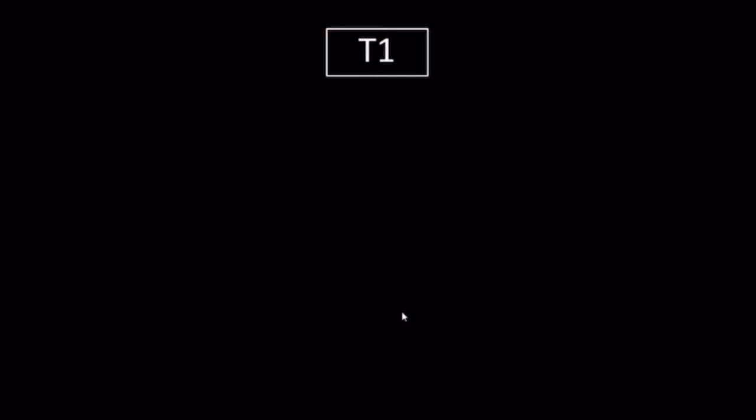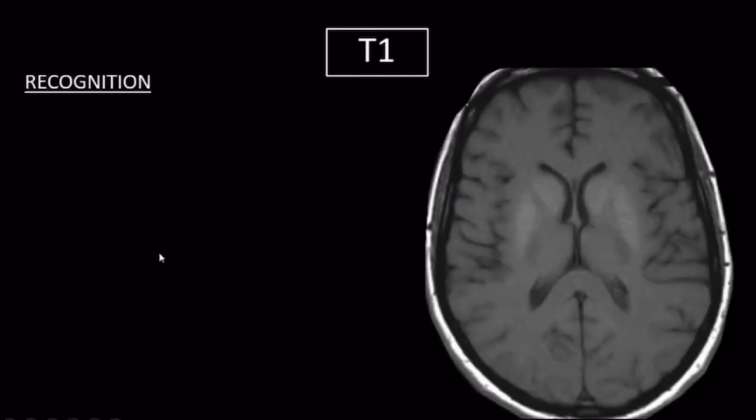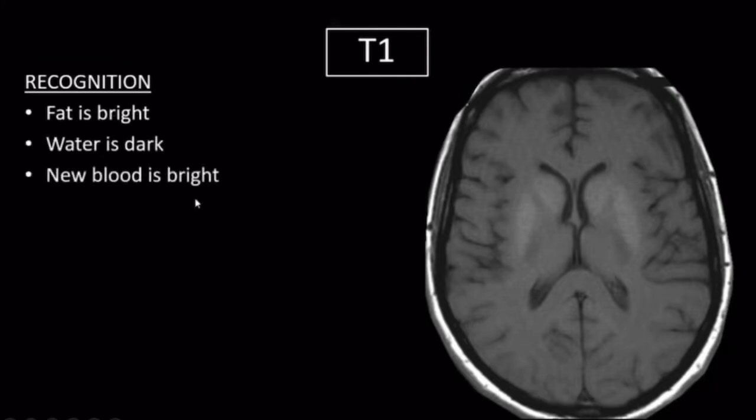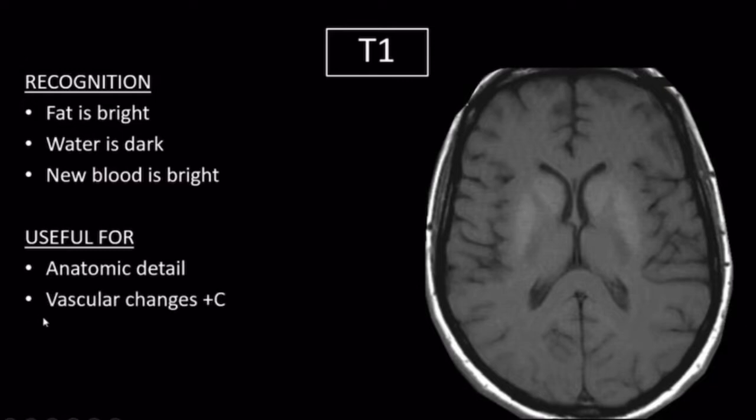This will make sense in a minute. And let's start with T1. Here's our T1 image. How do we recognize T1? Well, in T1, fat is bright, water is dark, and new blood is bright. And this is useful for anatomic details. We can pick up vascular changes and disruption of the blood-brain barrier when we add in contrast.